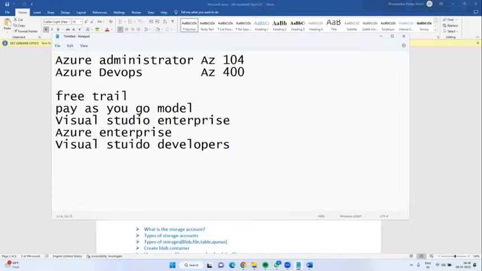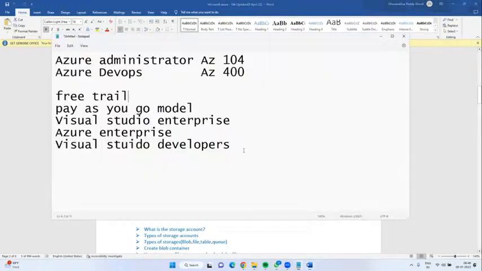Next, free trial. I will let you know how to subscribe for free trial. The free trial is valid just for 30 days. Now, this is about free trial subscription information.